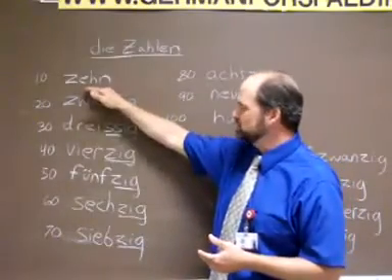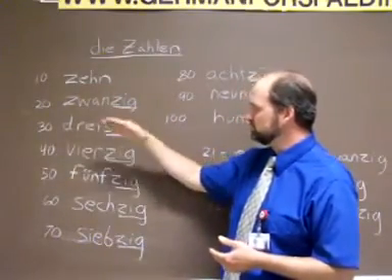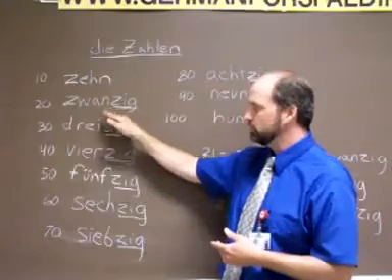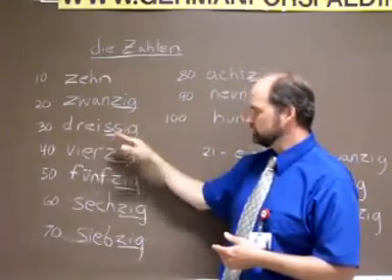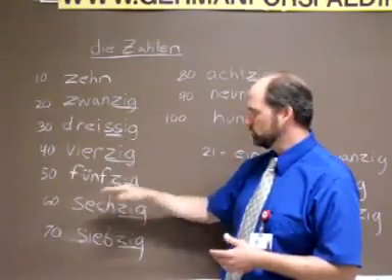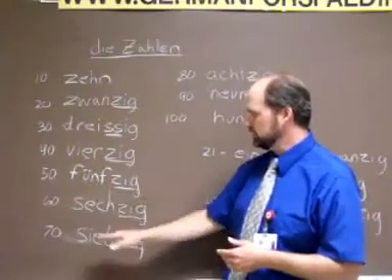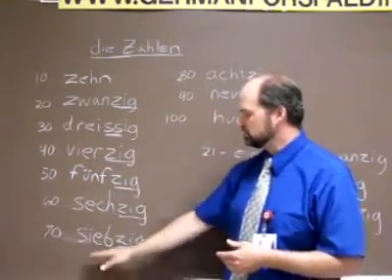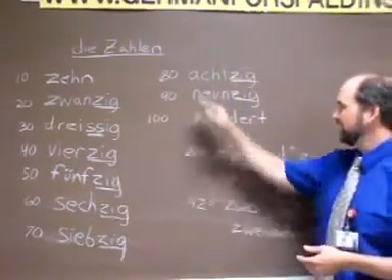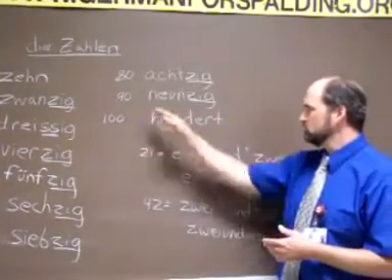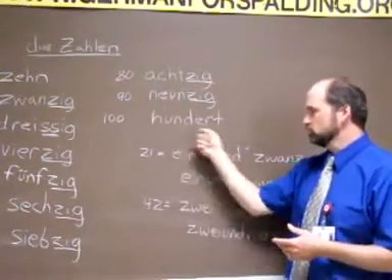They go 10, 10. 20, 20, these we've done already. 30, 30, 40, 40, 50, 50, 60, 60, 70, 70, 80, 80, 90, 90, and 100.